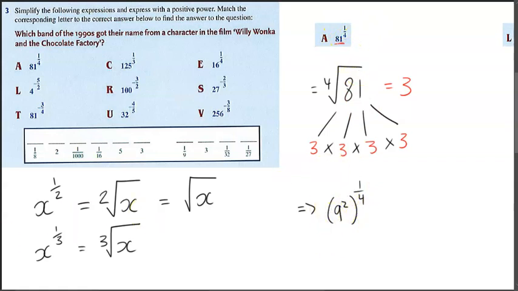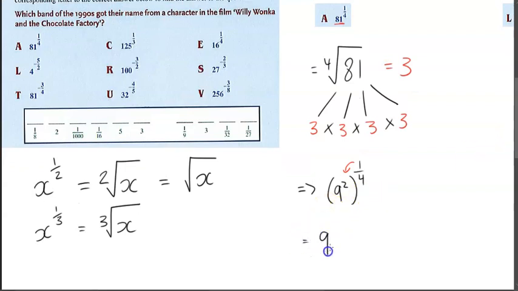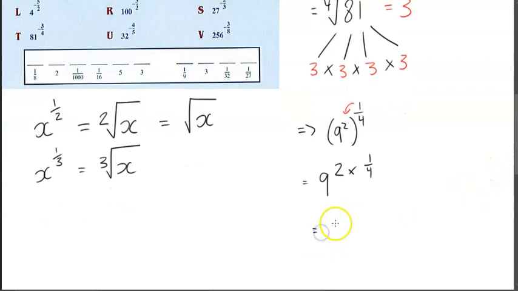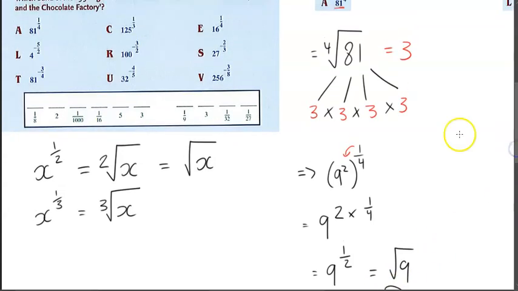I've manipulated this because I'm now going to apply one of the index laws that any power that's on the outside of the bracket can be multiplied with the power that's associated with the base inside the bracket. So in other words, this is going to be 9 to the power of 2 times a quarter, or a quarter of 2. So this is 9 to the power of half. And we've got to remember that half can also be written as the square root of that number. And I know what the square root of the number 9 is. That's 3. So wait a second, this 3 here is the same as this 3 here.